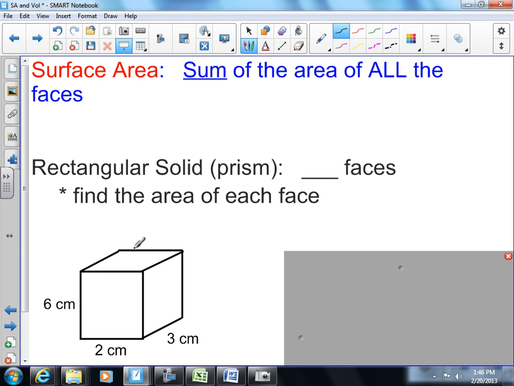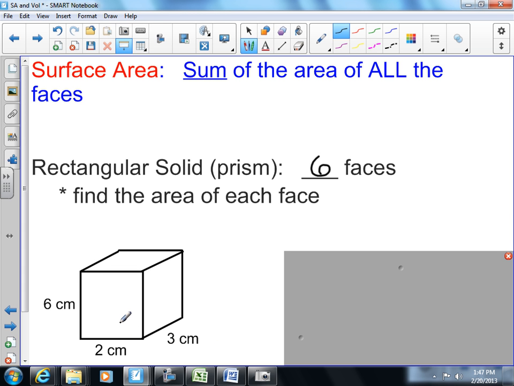So in a rectangular prism or solid, how many faces did you all decide there were? 6. Okay, we have 6 faces. We're going to find the area of each face. Now in some cases, the faces are exactly the same, so we don't have to repeat it twice, we just double that amount. So what I'm going to ask you to do is to sketch a cube or a rectangular prism, make its dimensions 6 centimeters by 2 centimeters by 3 centimeters.